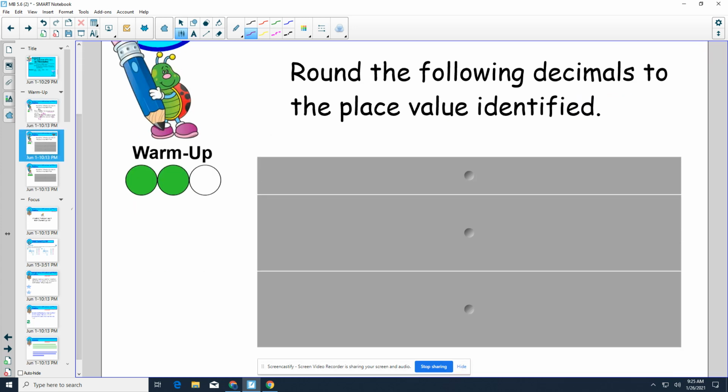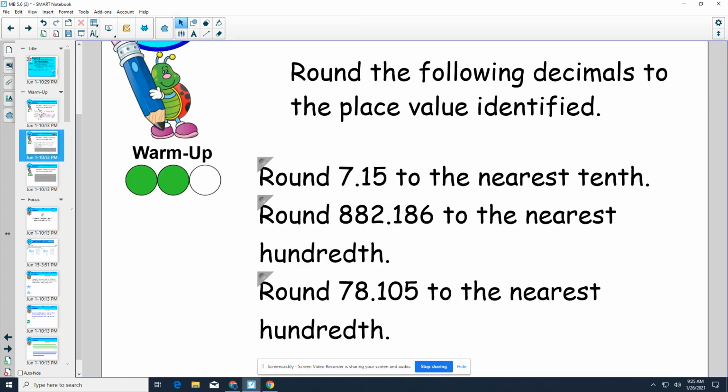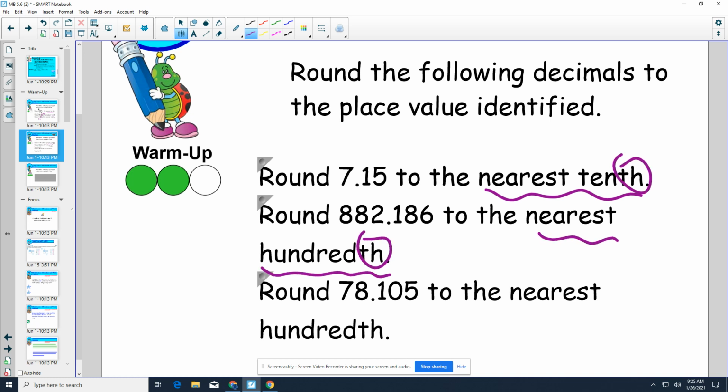Here are a few more that you can go through and work out on your own. This one you can see says round to the nearest tenth. This one says to the nearest hundredth, and again, pay attention to that TH at the end, and round to the nearest hundredth.